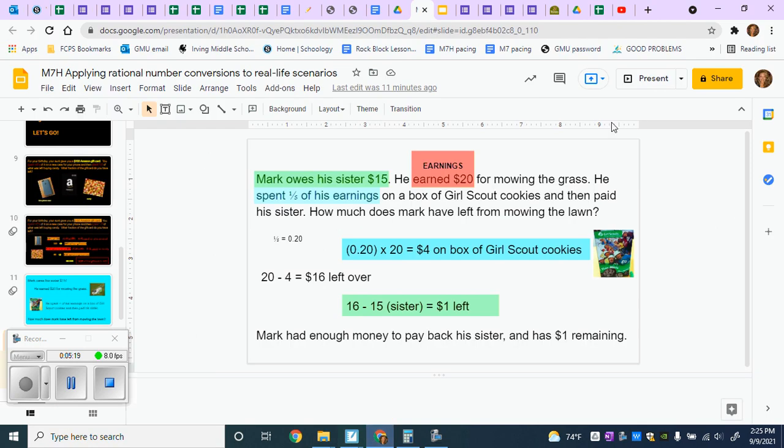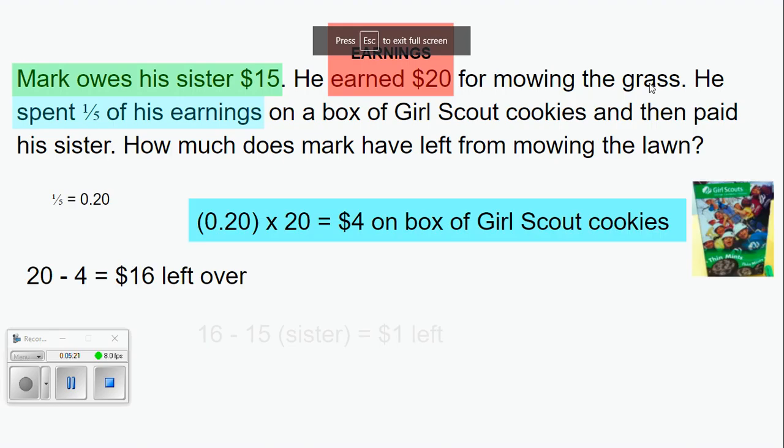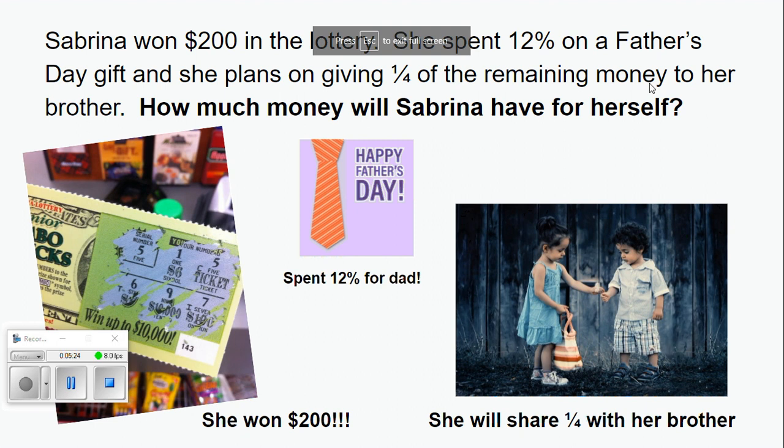All right, we are cruising. So we took care of the Mark problem, yay. All right, cool. So now here we are on question 9 in your packets. Sabrina won $200 in the lottery, and she spent 12% of it on a Father's Day gift. And she plans on giving a fourth of the remaining money to her brother. She's feeling real generous. So she's spending some money on dad, giving some money to her brother, and let's see how much money she'll have left over from her lottery winnings.